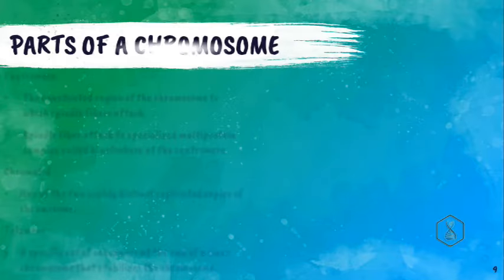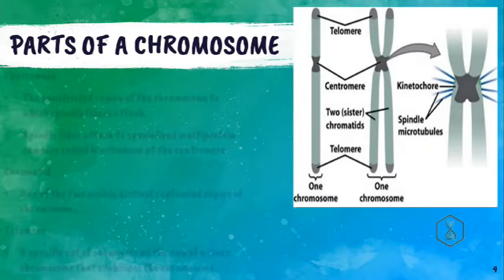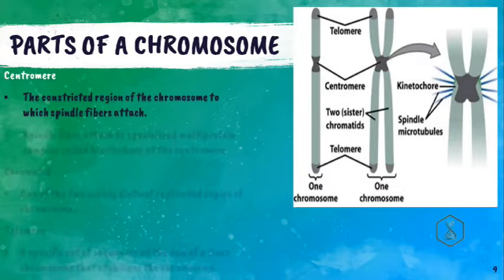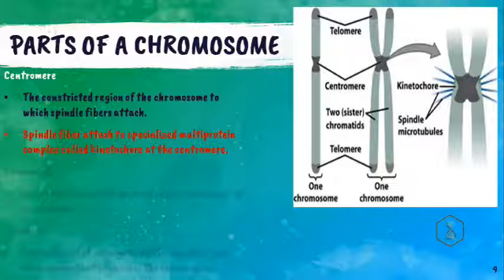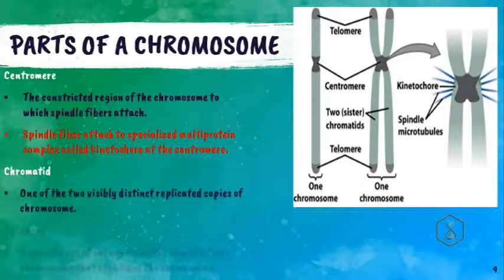Next, let us discuss about different parts of a chromosome. This picture shows a single chromosome with its parts. Let us look into one by one. Firstly, centromere, the constricted region of the chromosome to which spindle fibers attach. Spindle fibers are attached to a specialized multi-protein complex called kinetochore at the centromere. Chromatid, these are one of the two visibly distinct replicated copies of chromosome.